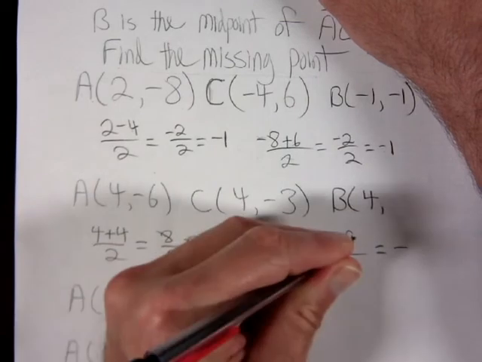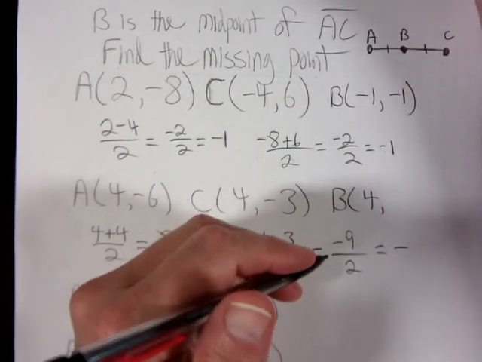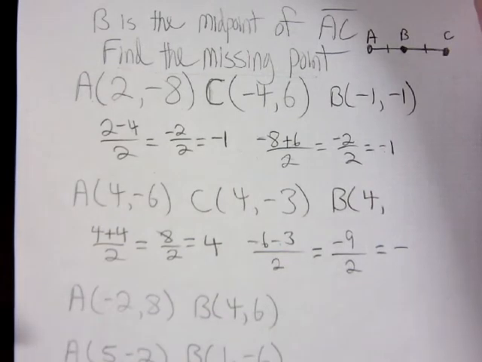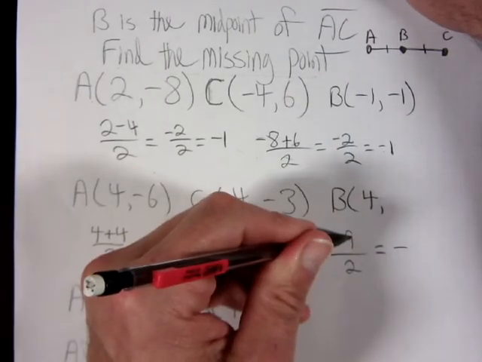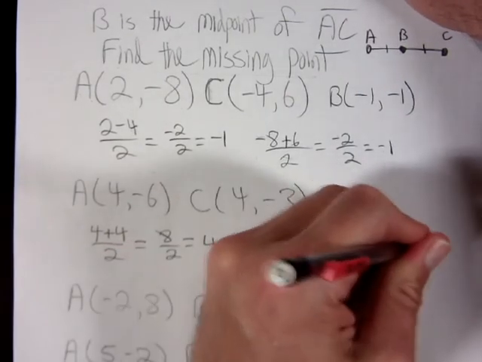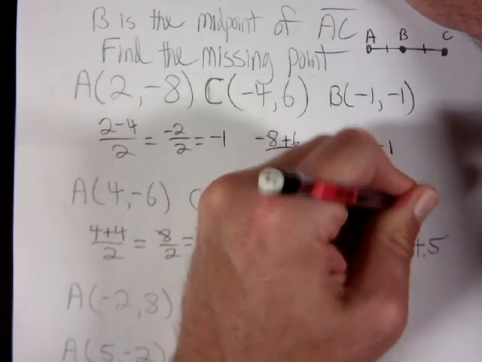And now 9 divided by 2, you could leave that as a fraction if you wanted to, but typically when you're doing ordered pairs, it's better to put it as a decimal so you can get an idea of where it goes on the number line or on the graph. So 9 divided by 2 is actually 4.5. And so our y-coordinate of the midpoint is negative 4.5.